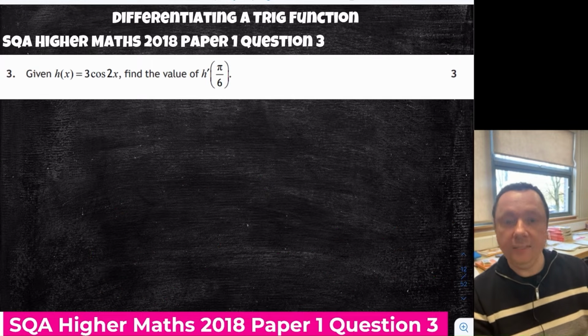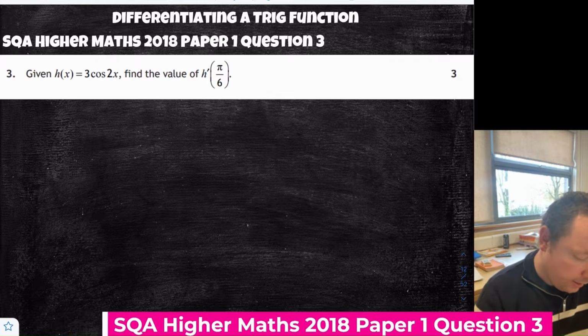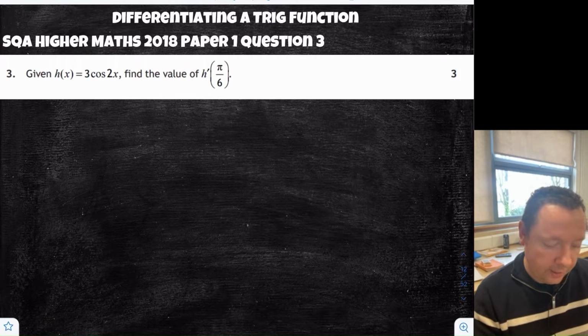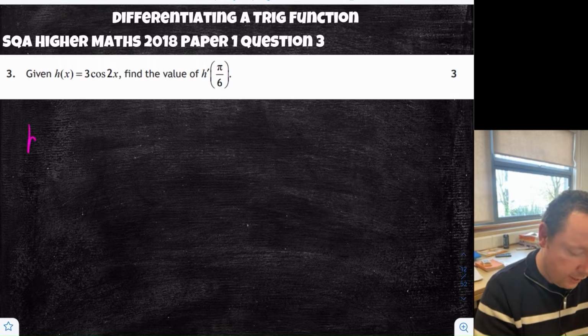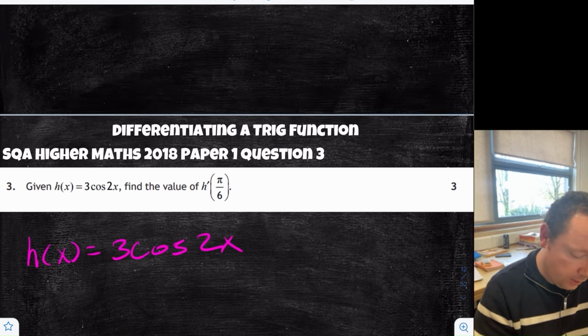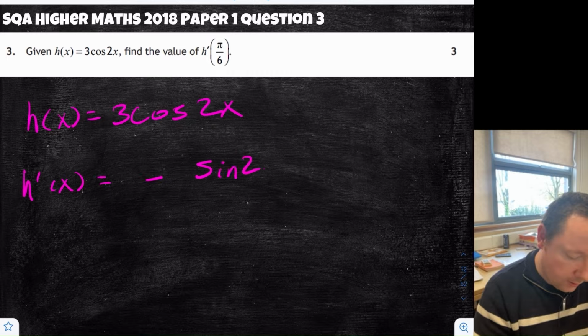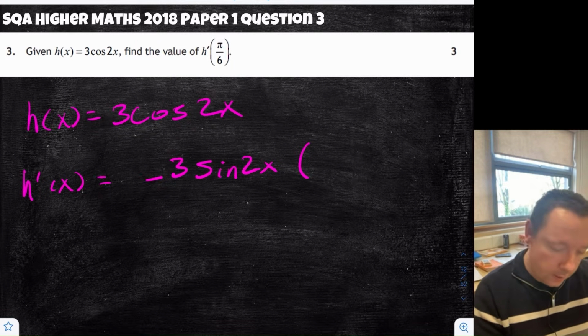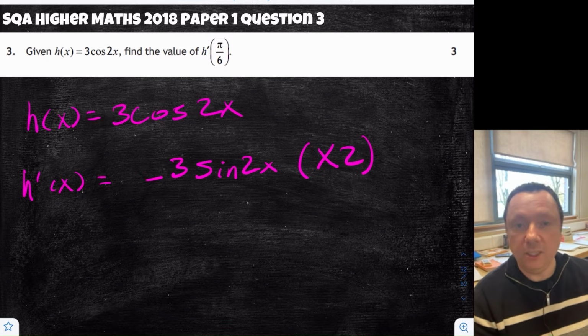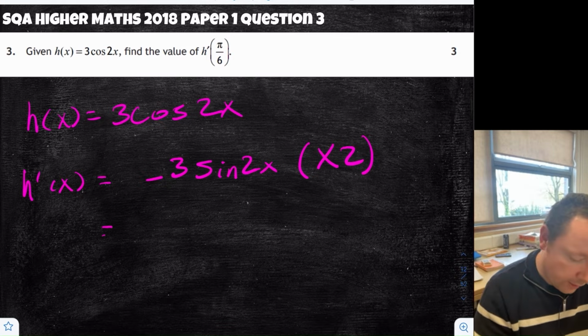Okay, differentiating a trig function. SQA Higher Maths 2018, paper 1, question 3. h of x is 3 cos 2x, find h dash pi over 6. So if h of x is 3 cos 2x, then straight away you can just do h dash x is equal to minus sine 2x, well, minus 3 sine 2x, but then we need to times by 2 because we need to differentiate the 2x part as well. So that's minus 6 sine 2x.